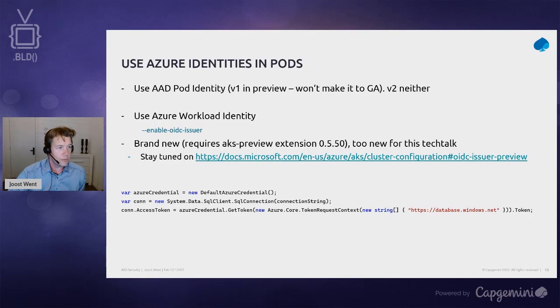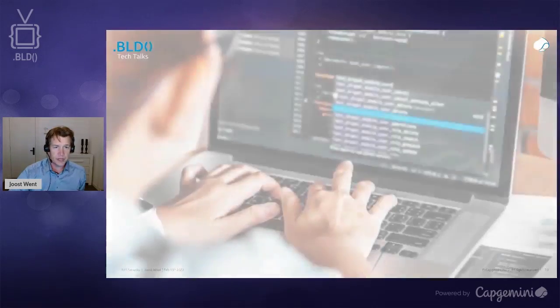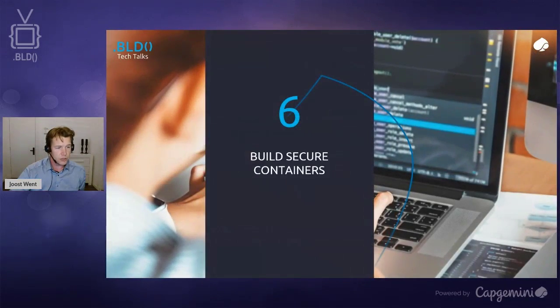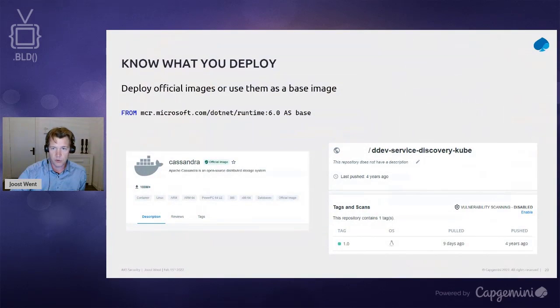Now, the last topic that I want to cover today is around secure containers. We got the secret part and the identity part, but what if the software that's running on your cluster is vulnerable or malware? You don't want that. And if you want to achieve that, there's only one golden rule. You have to know what you deploy.